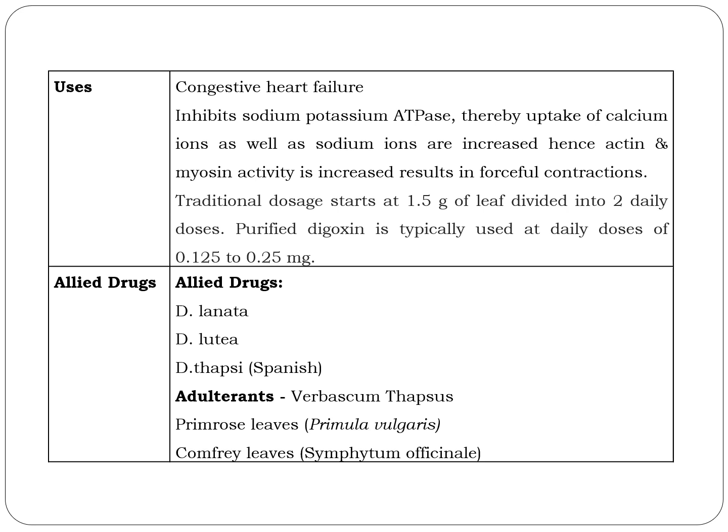The allied drugs are Digitalis lanata, Digitalis lutea and Digitalis thapsi, and the adulterants are Verbascum thapsus, primrose leaves and comfrey leaves.